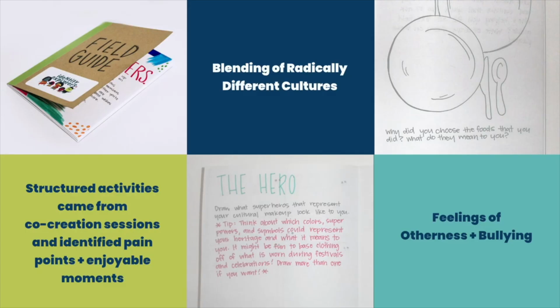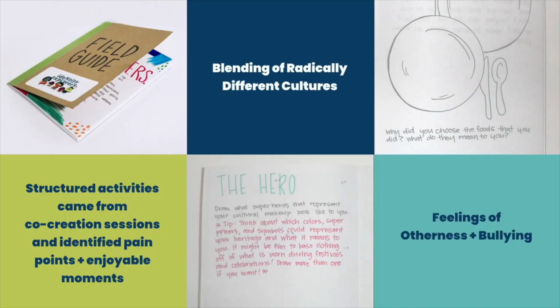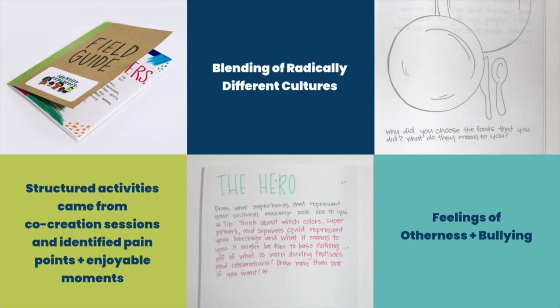So this is what those field guides look like, and these are just a couple of the different examples of structured activities that came from those co-creation sessions. For example, one of the challenges that families brought up was that they're oftentimes blending radically different cultures. So one of the activities that really speaks to that is building a plate of food and using different foods to make a meal that makes their child feel whole, and what it looks like for things from different cultures to be together. Another pain point that was brought up was feelings of otherness or bullying. Many parents expressed that their children were already being bullied or worried that they would be bullied for being different. So one of the activities is drawing a superhero that has different aspects from their different cultures, and it's building somebody that can be admired and that can be looked up to.